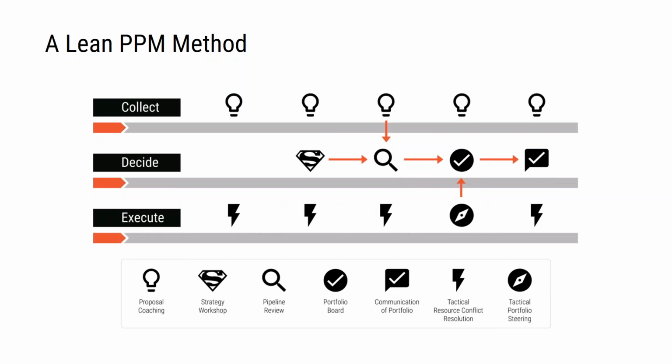The second thing is a Lean PPM method. This method is meant to add something to the software itself. It's to cover the governance, to give you an idea on what meetings you might need, what PPM roles you might need in your organization to support or to set up and live this Lean PPM process.